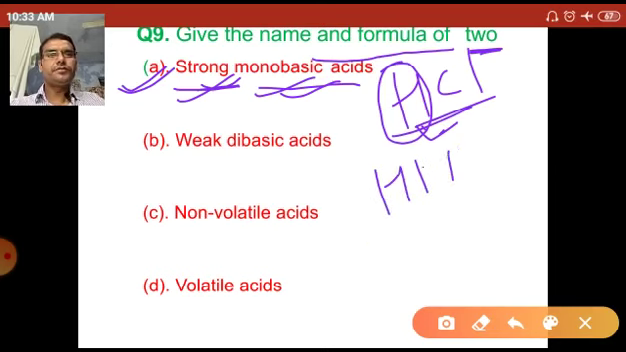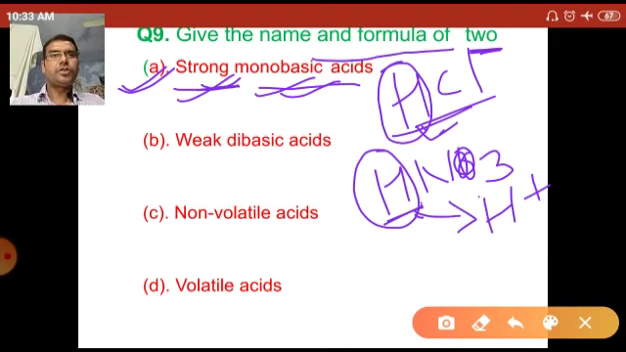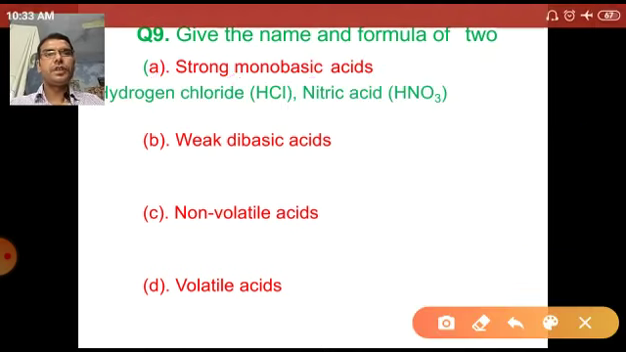Now HNO3, nitric acid. This nitric acid has only one H in its compound, so it releases only one H plus ion in aqueous solution. So HNO3 is also a monobasic acid and it is a strong acid. So here the answer is HCl, hydrogen chloride, and nitric acid HNO3. These two acids are the strong monobasic acids.